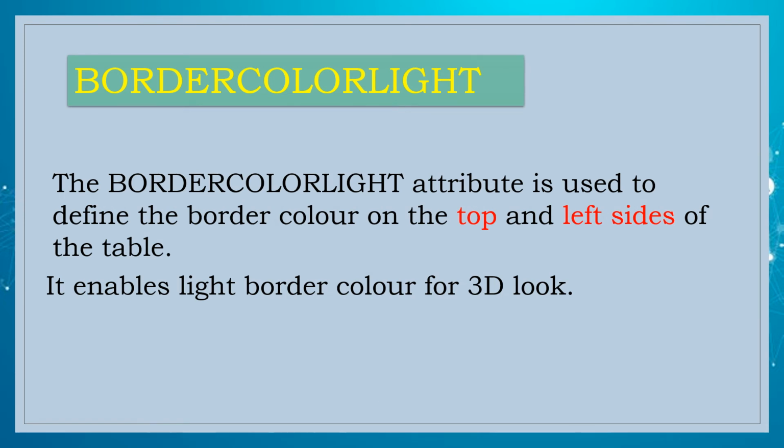Border color light. The border color light is an attribute used to define the border color on the top and left side of the table. It enables light border color for a 3D look.